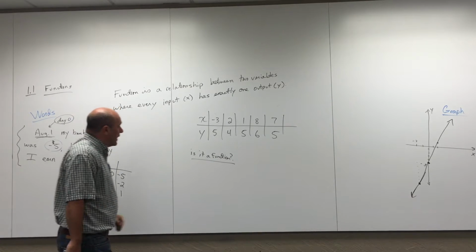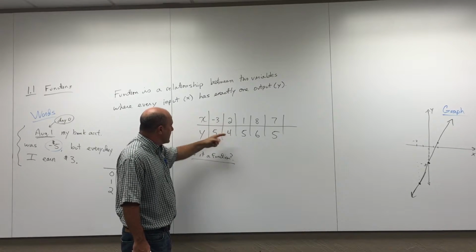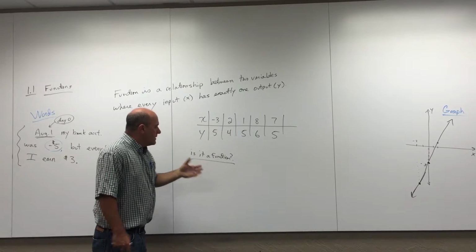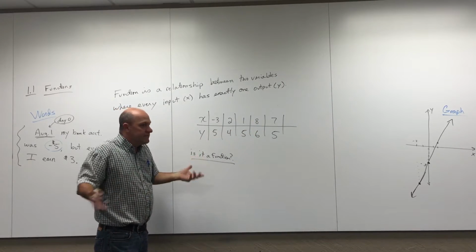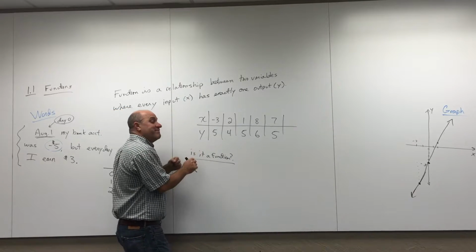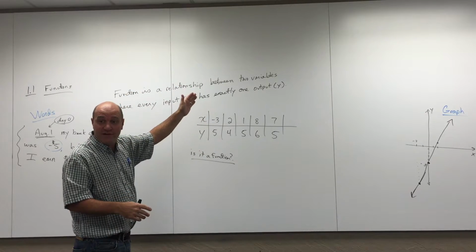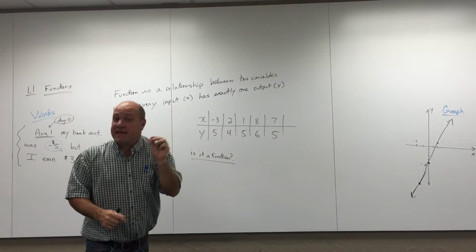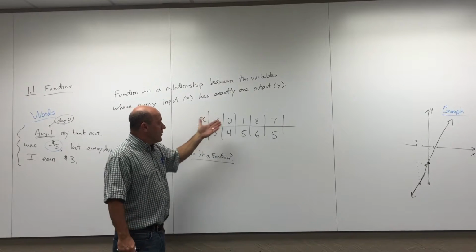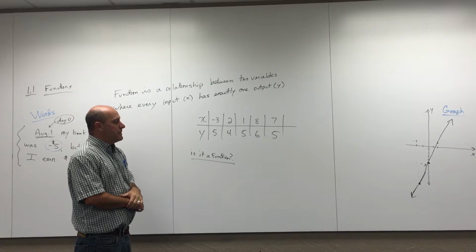And he said yes. Every input only has one output. I mean, this guy does not have two answers. This guy does not have two answers. Some of them share an output, but guess what? That's okay. That was not a violation in the definition of a function. It doesn't say they all had to have a unique output. They can have a shared output, but they do all have one. Every x has one y. So, yes.